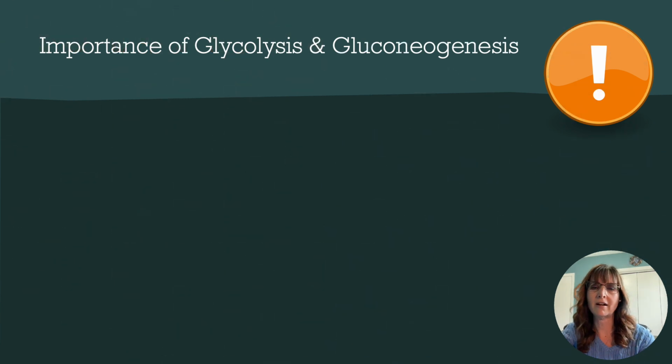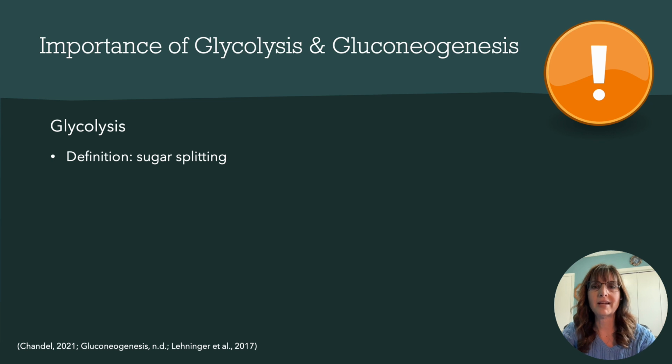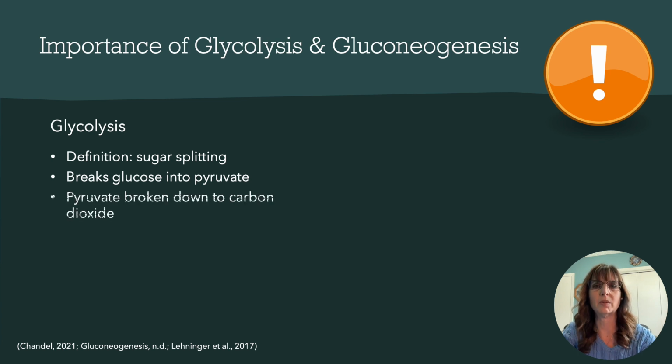Why should we care about glycolysis and gluconeogenesis? Well, let's take a look at both processes and why they're important to life. Now, first, glycolysis means sugar splitting. It's the process by which a 6-carbon glucose molecule is broken into two 3-carbon pyruvate molecules.